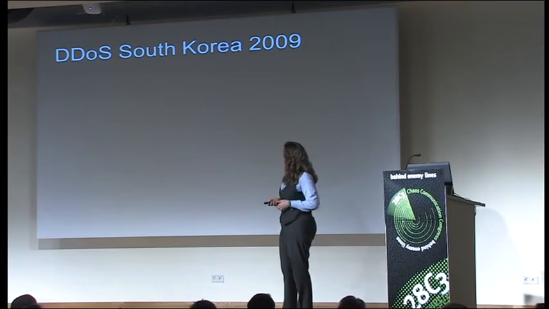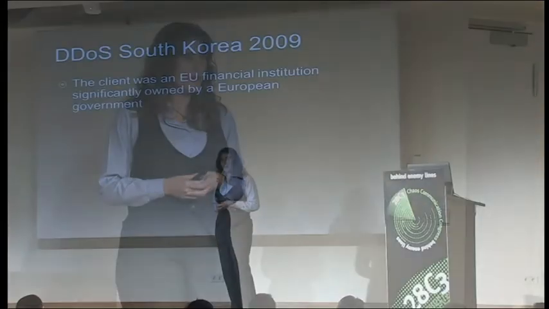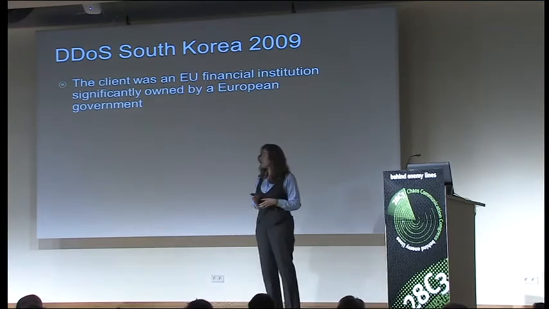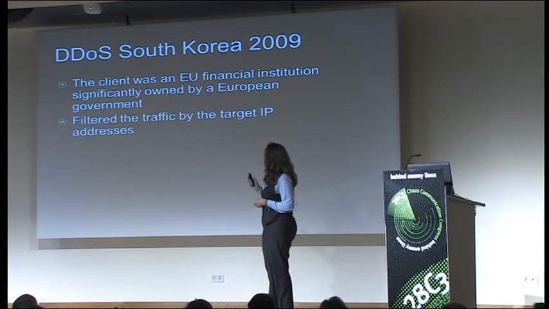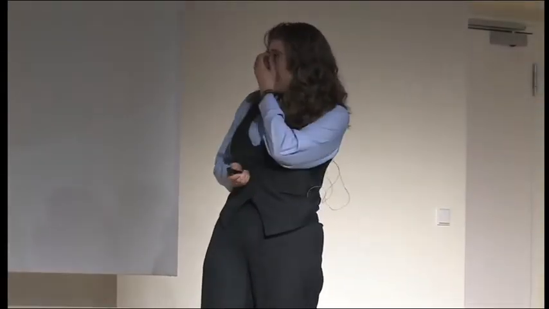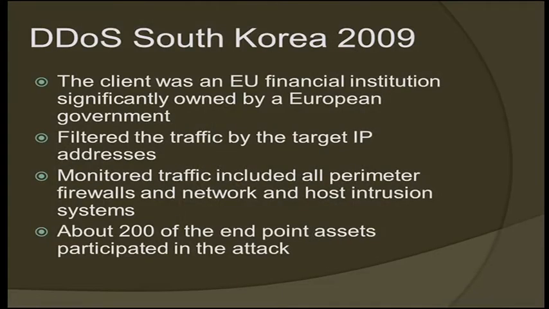So I went ahead and took a look to see if some of my client networks were actually participating. And one of the things that I noticed was one particular client, who was significantly backed by an EU government due to the recent economic crisis, was participating. I went ahead and filtered the traffic across their network for some of the targeted IP addresses. And what I found was about 200 endpoints were actually participating in this attack.